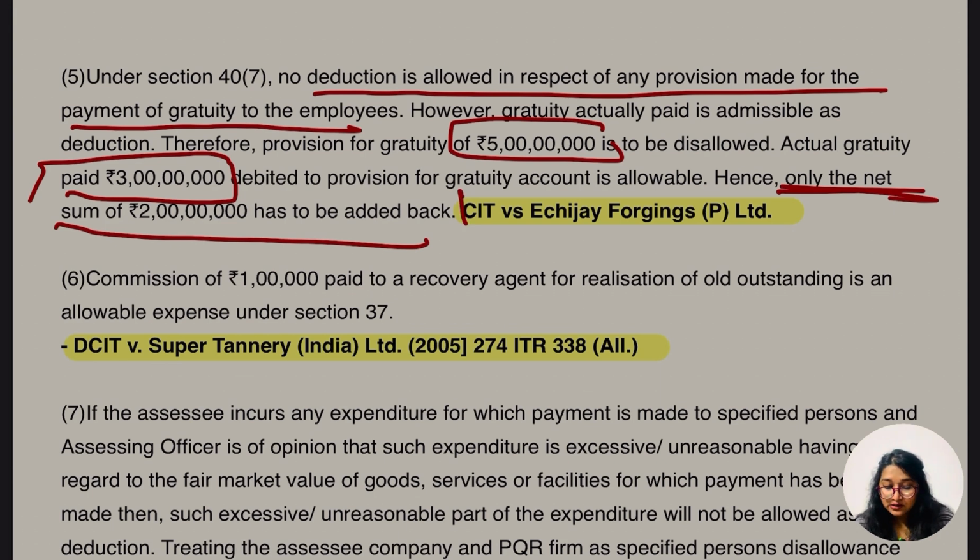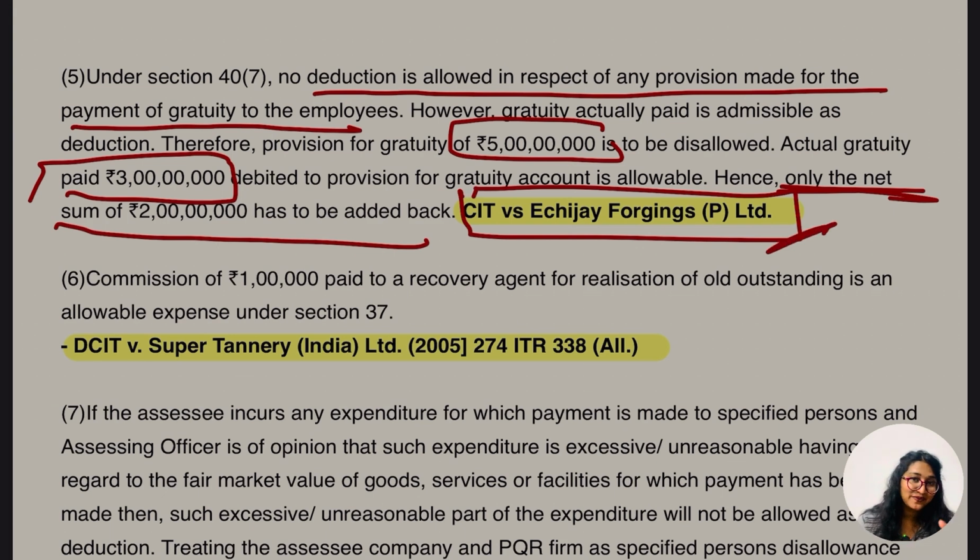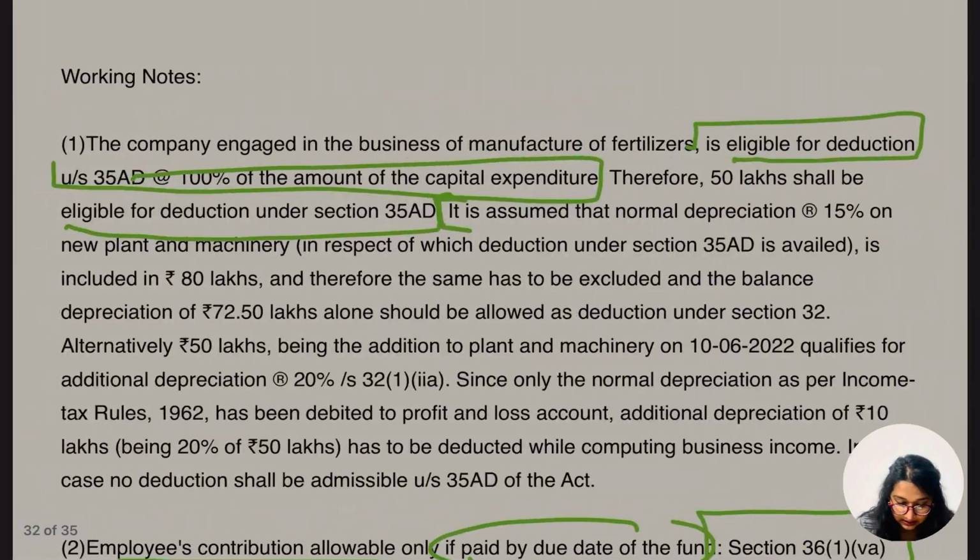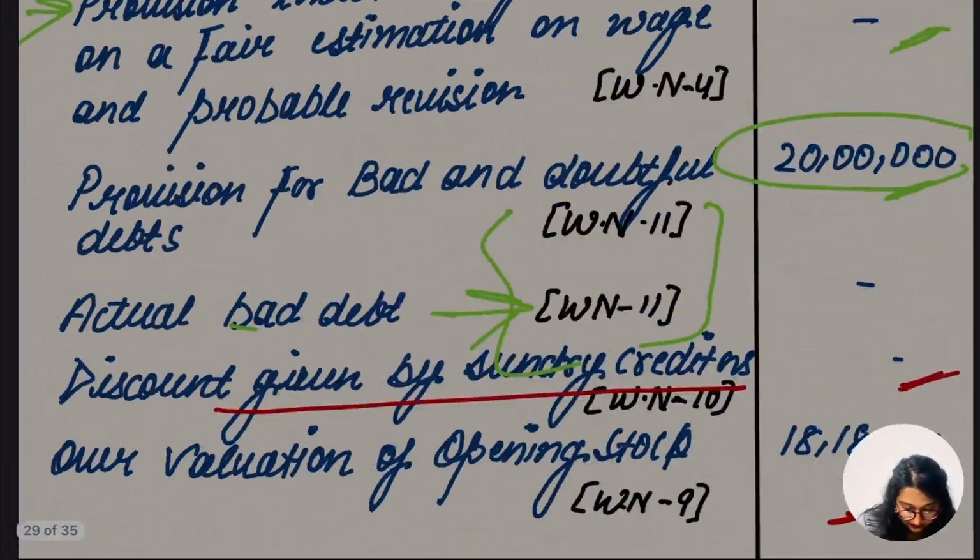And this is one of the case laws, CIT versus ECGN Forging and Private Limited. So this was the case law related to the gratuity. Okay, and yes, let's go for the other part. Which part will be ours?